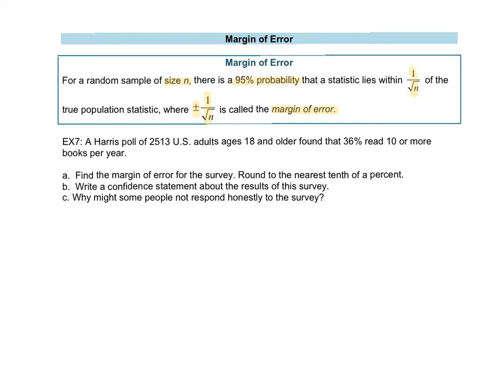Example 7, a Harris poll of 2,513 US adults ages 18 and older found that 36% read 10 or more books per year. So we have this statistic, we have this random sample, we have these results. We want to find the margin of error for this survey, and then we're going to round to the nearest tenth of a percent. So tenth of a percent, the tenth, that would be 1 decimal place.